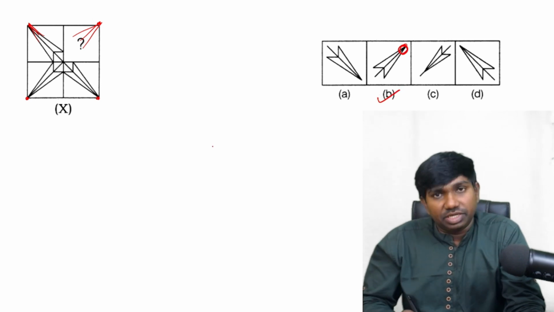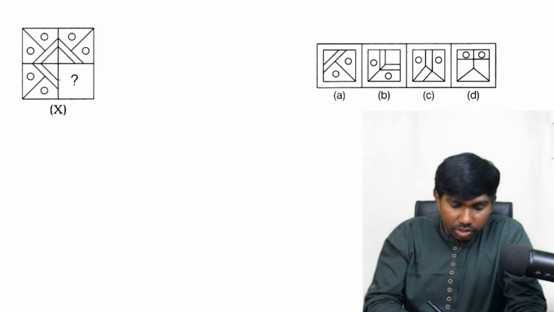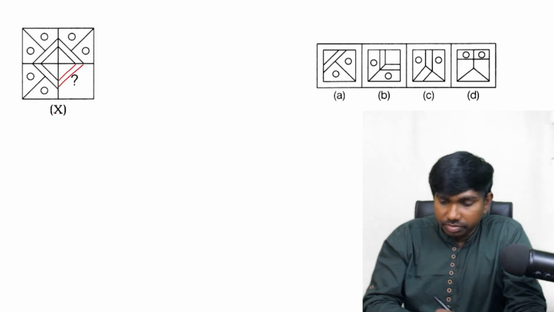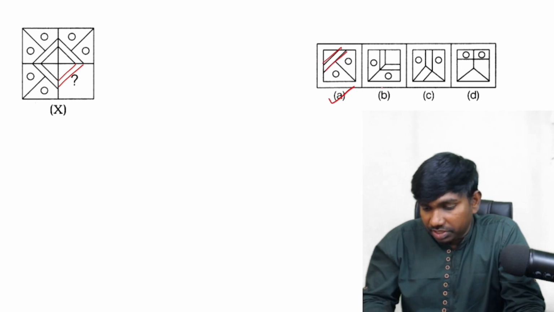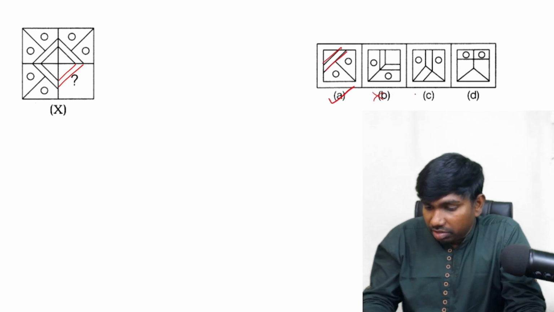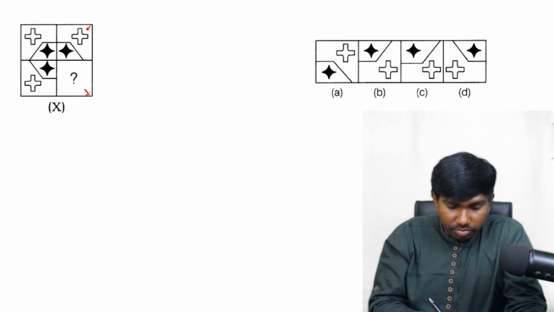So option B is the answer. Next question. Yes, two parallel lines like this. Two parallel lines are deciding the answer here. Option A is the answer. So two parallel lines are not available, not available. Next question. Plus shape is in the bottom right corner.